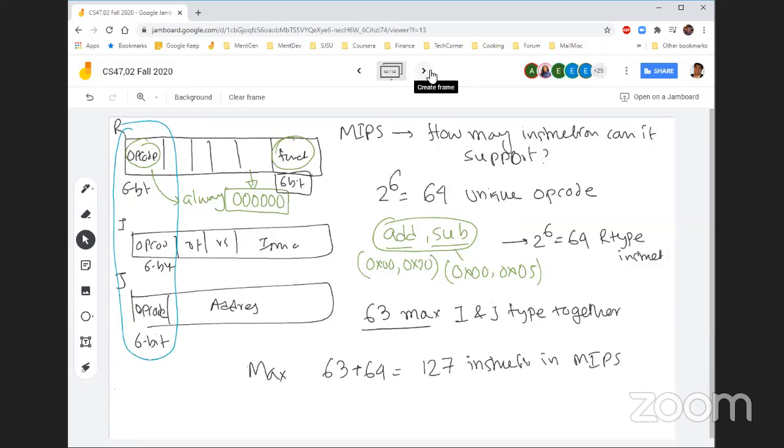So all your complex programs, including Facebook, Google, everything, are basically composed of 127 instructions, for example, if they are implemented on the MIPS. Okay. Question.